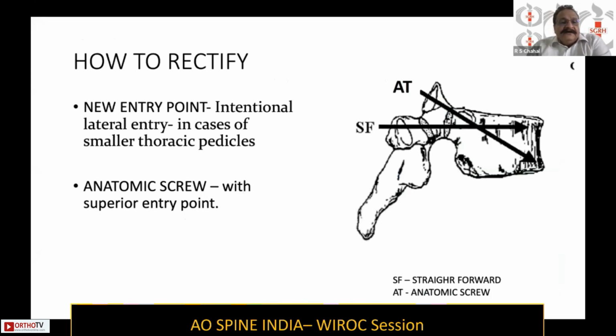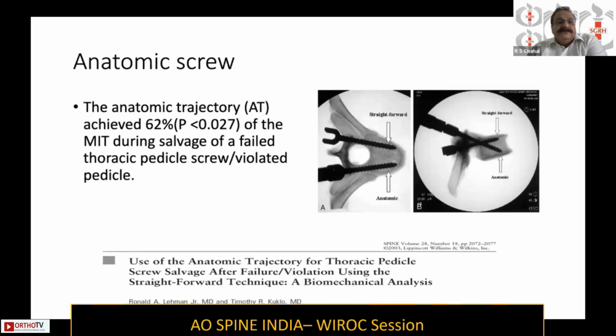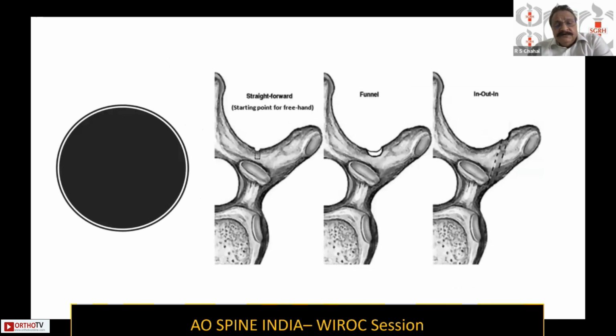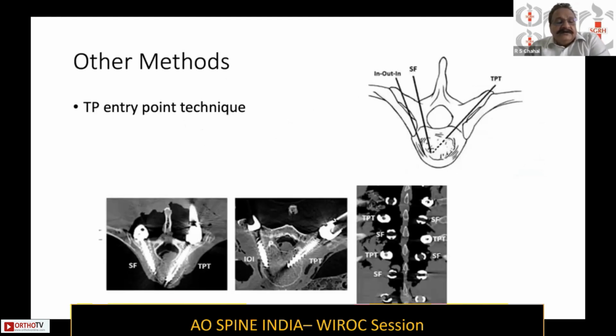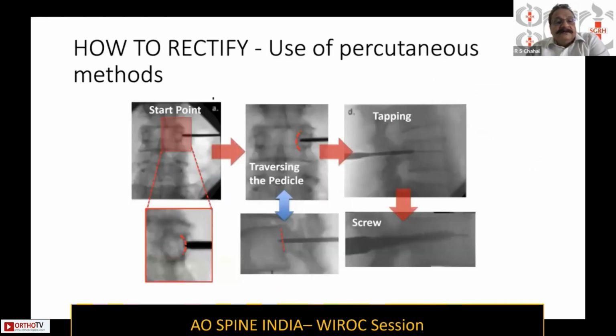And how to rectify: a new entry point, an intentional lateral entry point, or an anatomical screw with the superior entry point may be a salvage procedure. Anatomical trajectory is achieved in 62% of the maximum insertion torque you can get in a failed screw. So that's a good technique. So you look at the straightforward technique, the free-hand technique, the funnel technique, or in-and-out. So with any violation, you can change from one technique to another. Even a transverse process entry point can be used as a salvage method.